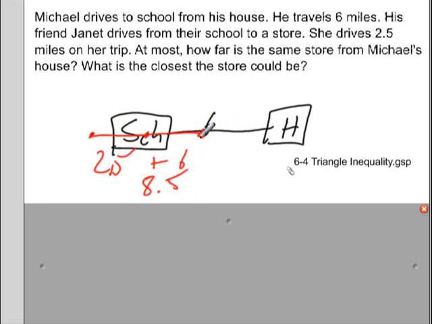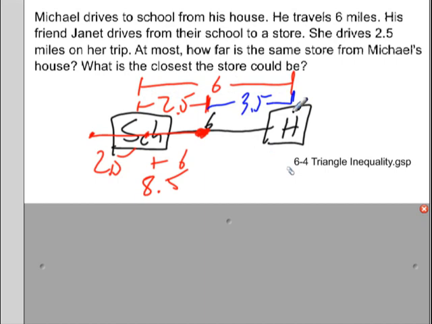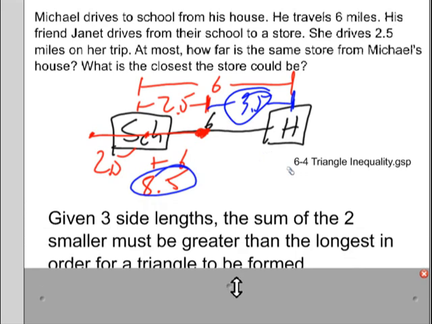But if the store was as close as possible, so in the same direction, then you'd have this 6 miles, and then you'd have this 2.5 miles, and what would be left would be this distance, which would be 3.5 miles. So at the closest, they could be 3.5 miles apart, and the furthest apart they could be would be 8.5 miles. Okay, and that's the gist there.